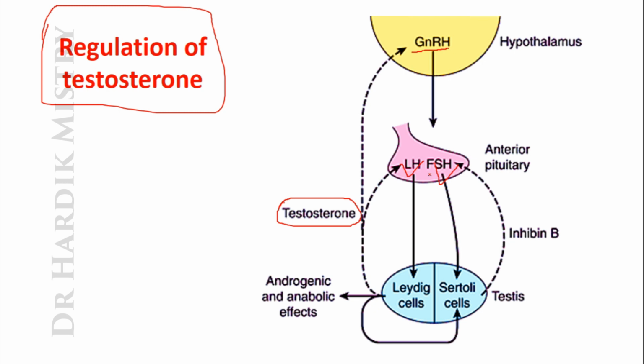Now this FSH, or follicle stimulating hormone, has its effect on the Sertoli cells. These Sertoli cells release inhibin B, which has a negative feedback effect on the anterior pituitary gland, so it inhibits the release of follicle stimulating hormone from the anterior pituitary gland. One more effect of the testosterone hormone is on the Sertoli cells. Sertoli cells provide the main nutrition support to the developing spermatogonia into the spermatozoa. So that is how the regulation of the testosterone happens inside the male's body. Mainly it is by the negative feedback mechanism.